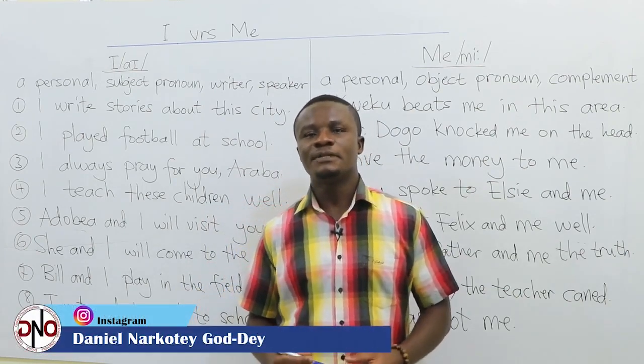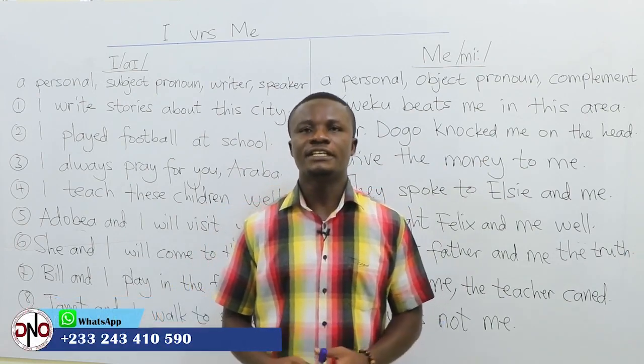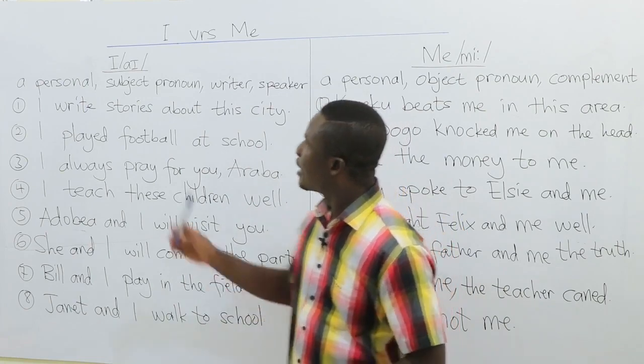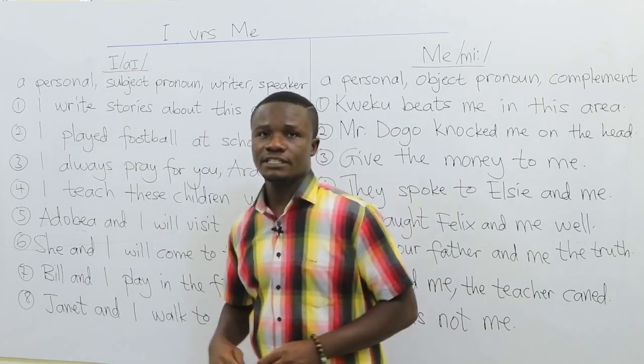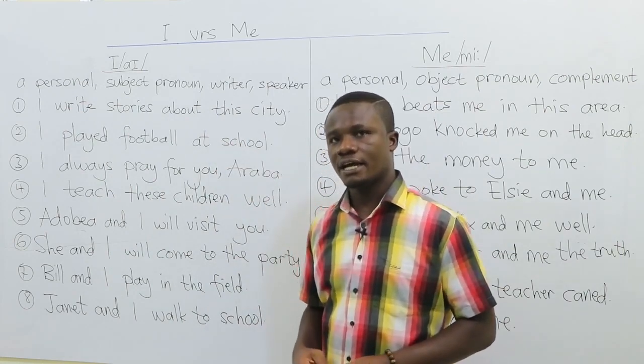So I'm going to explain what each one is and how to use it correctly in sentences. So let's begin with I. I is a personal pronoun. I is also a subject pronoun. I is the writer and the speaker as well.